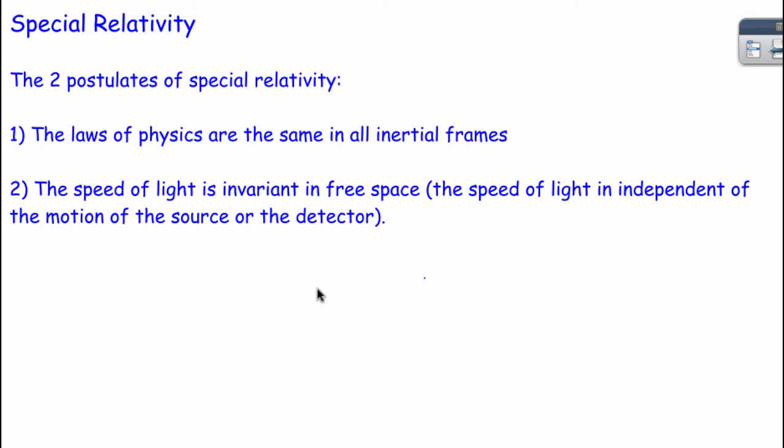And then the second one, which is based on the Michelson-Morley experiment, is that the speed of light is invariant in free space. What that means is that the speed of light is the same, where free space is a vacuum or empty space. So no matter who you are, if you see light travelling in free space or in a vacuum, you always measure the same speed of 3 times 10 to the 8 meters per second.